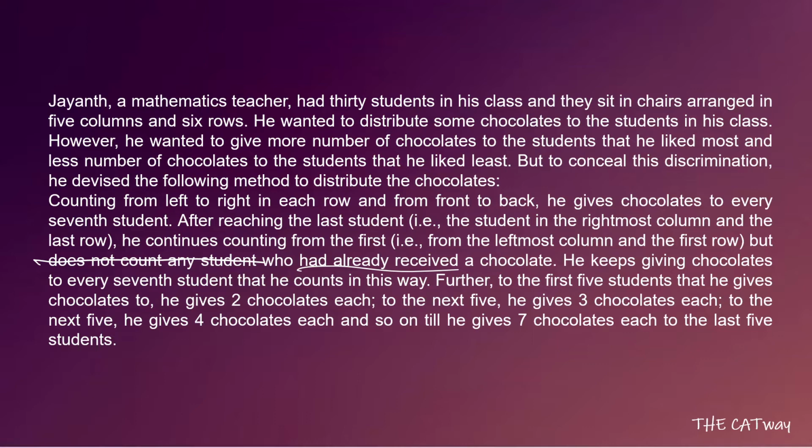Further, to the first 5 students that he gives chocolates to, he gives 2 chocolates each. To the next 5, 2 chocolates each. To the next 5, he gives 3 chocolates each. To the next 5, he gives 4 chocolates each, and so on till he gives 7 chocolates each to the last 5 students. So the first 5 students we count in this manner are going to receive 2 chocolates each. After that, the next 5 are going to receive 3 chocolates each, the next 5 are going to receive 4 chocolates each, and so on up till 7 chocolates each. Okay, so this is what we are going to do. So let us begin our counting.